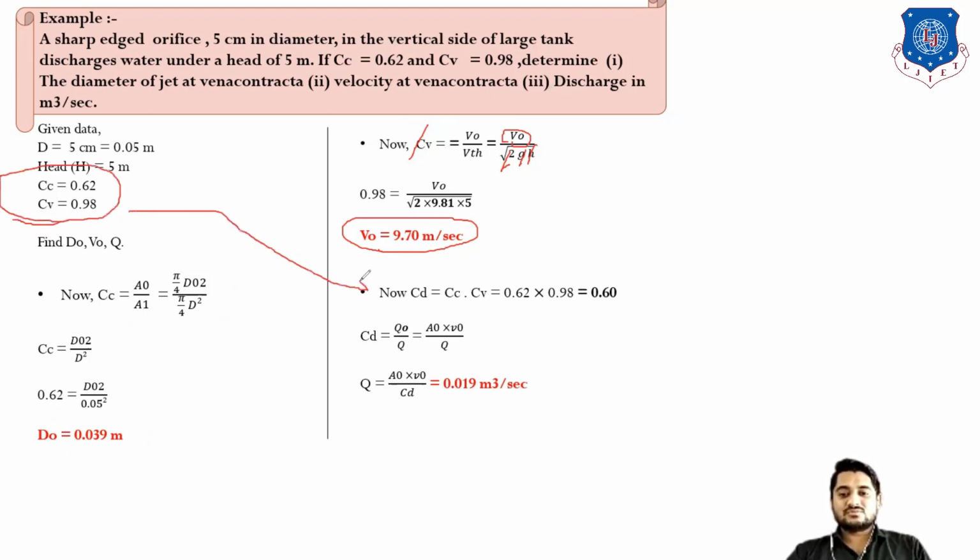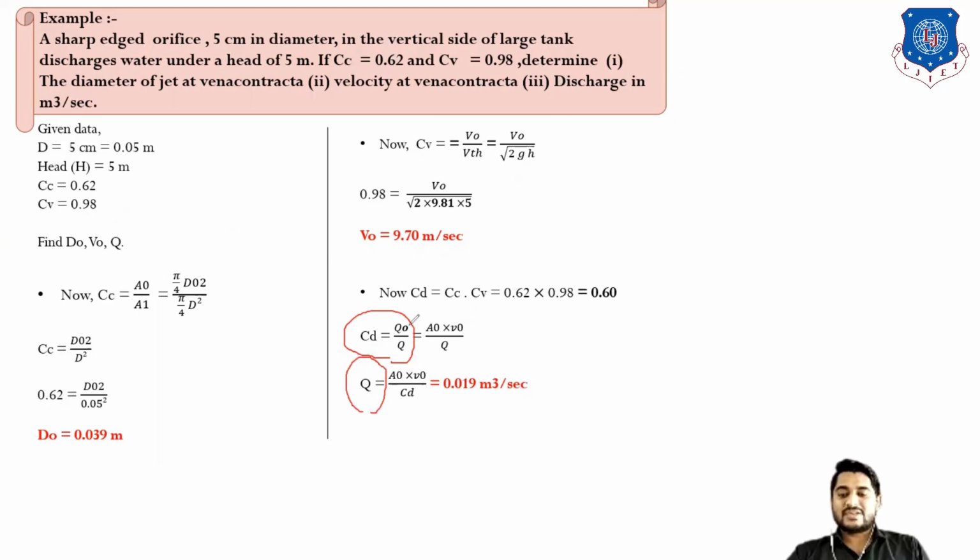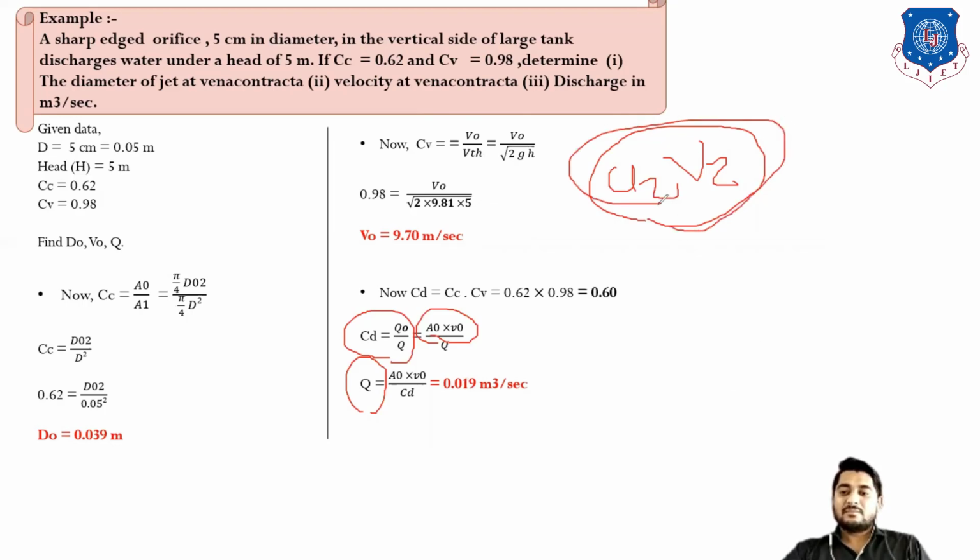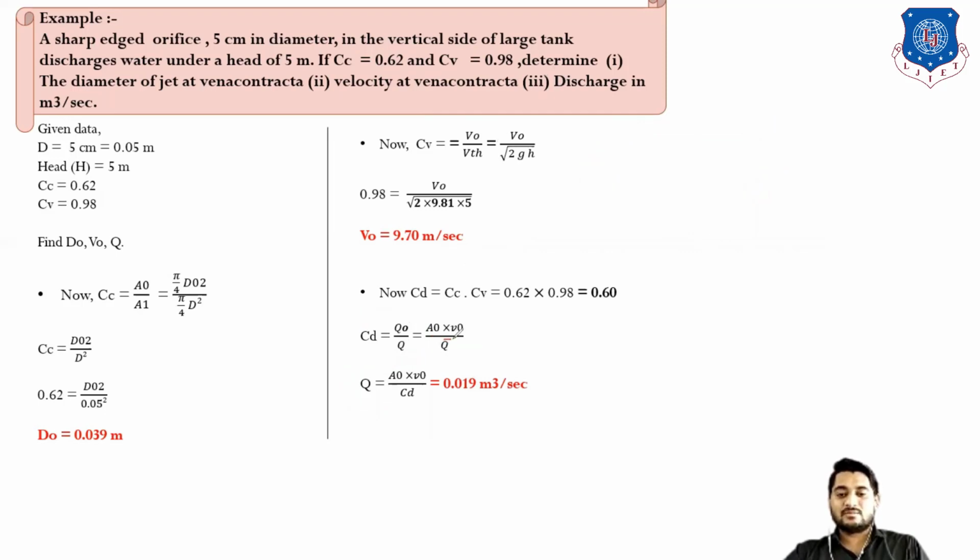Now CC and CV both are given, so we can use CD is equal to CC into CV. So CD is equal to 0.60. Now ideally CD is equal to actual discharge divided by theoretical discharge. So we have to find the discharge. Q is equal to the actual discharge, A0 V0. In a venturimeter, we have taken discharge as A2 V2, but in an orifice meter, we have to take discharge as A0 V0 because the vena contracta is denoted by 0.